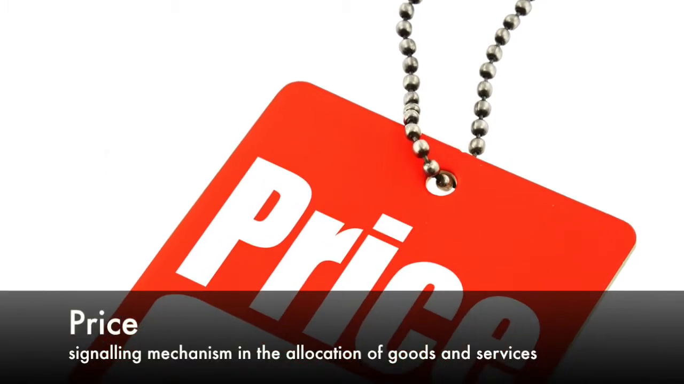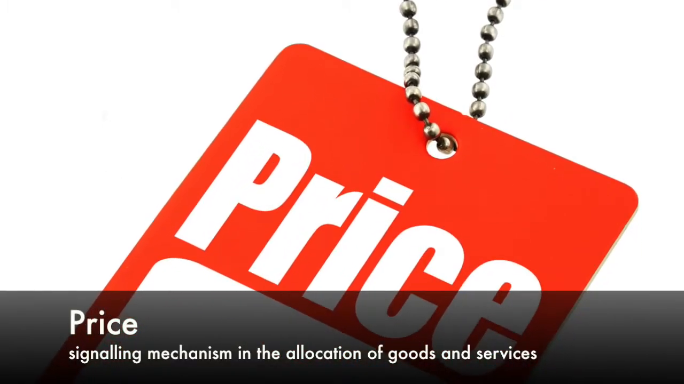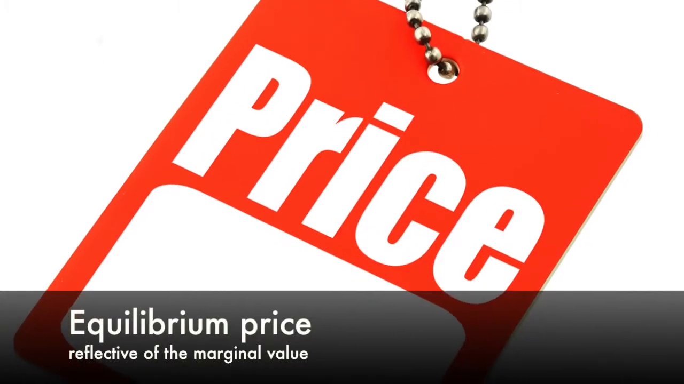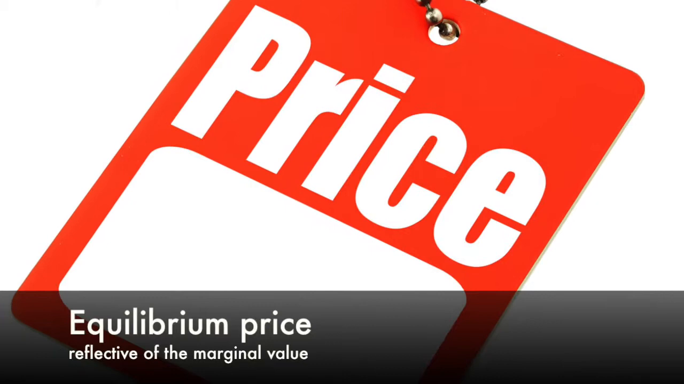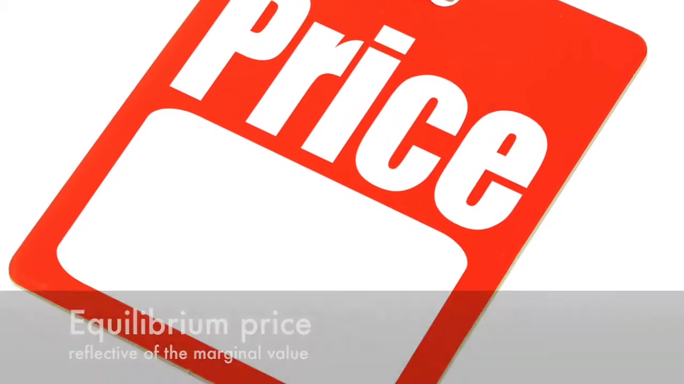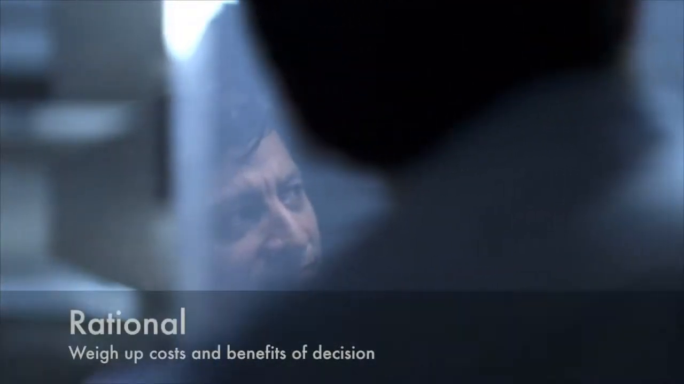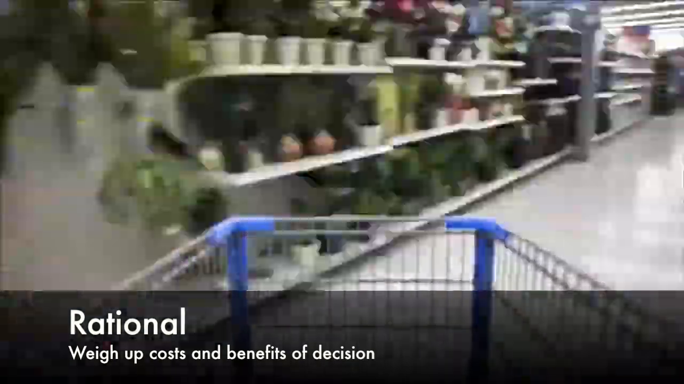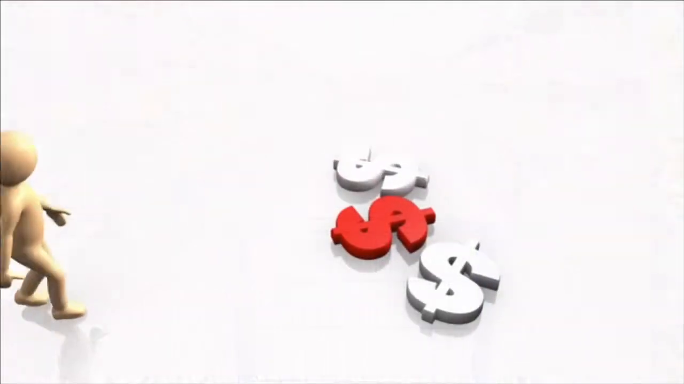We all know in microeconomics, price is the most paramount signaling mechanism in the allocation of goods and services, and equilibrium price in particular is reflective of the marginal value consumers assign to a good and the marginal costs incurred by firms in its production. We also know that individuals are rational and will weigh up the costs and benefits of a decision as they are perceived internally, rarely considering the imposition of their actions on others.